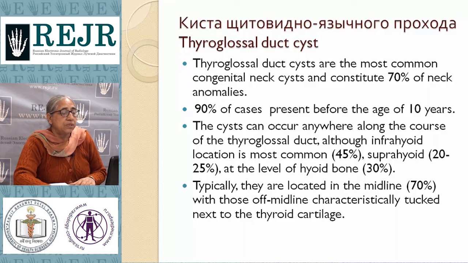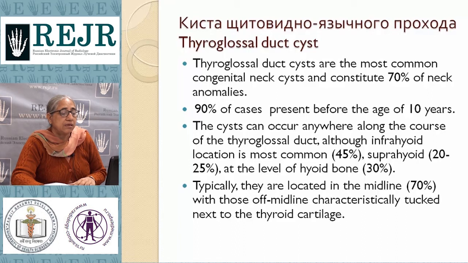Now coming to the various common lesions or masses that are seen in the neck, we first come to the thyroglossal duct cyst. The thyroglossal duct cysts are the most common congenital neck cysts and constitute 70% of neck anomalies. 90% of cases present before the age of 10 years.